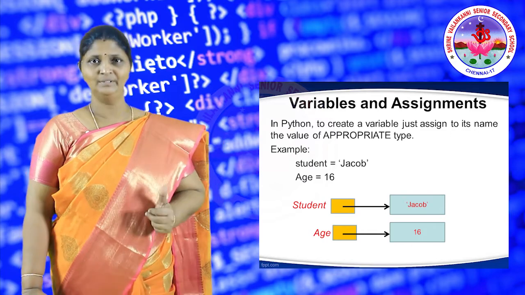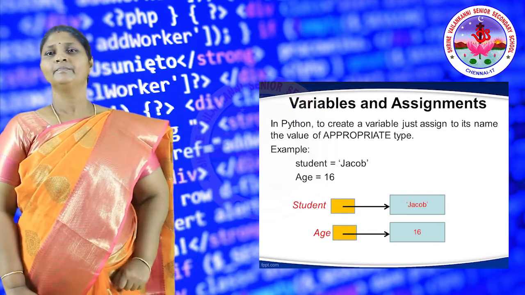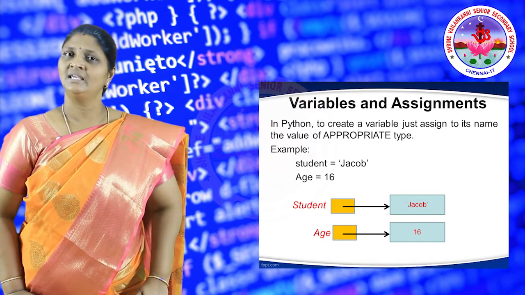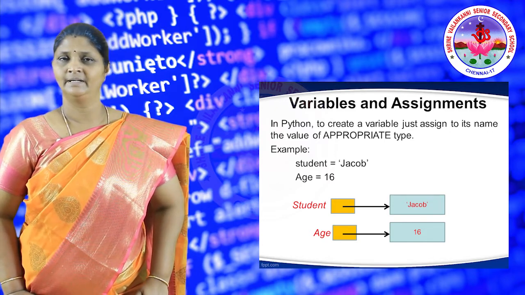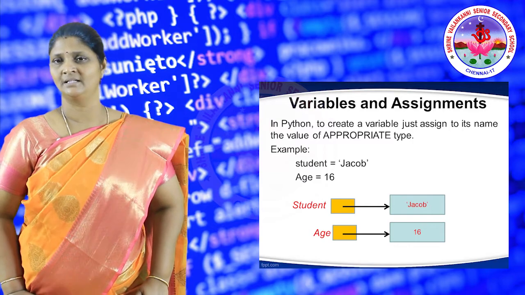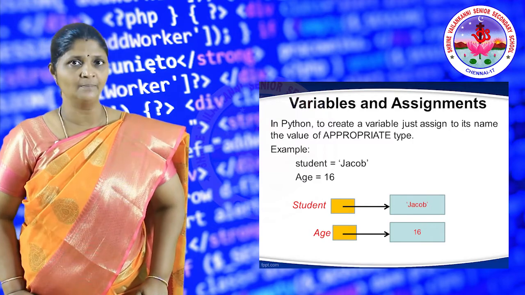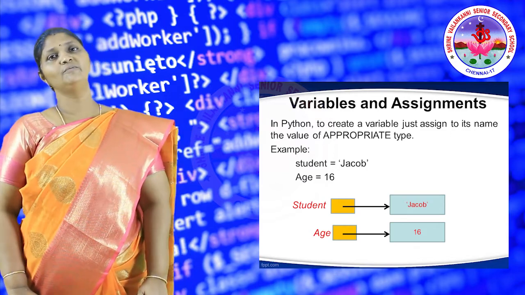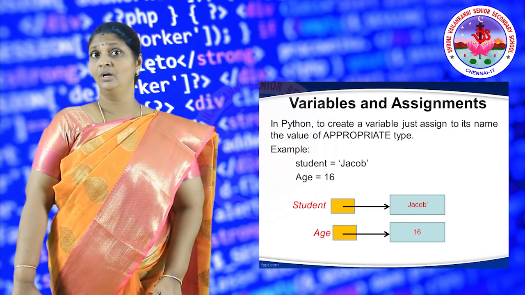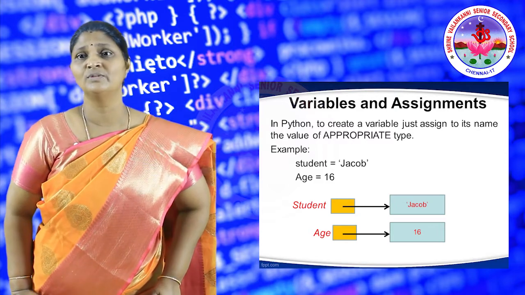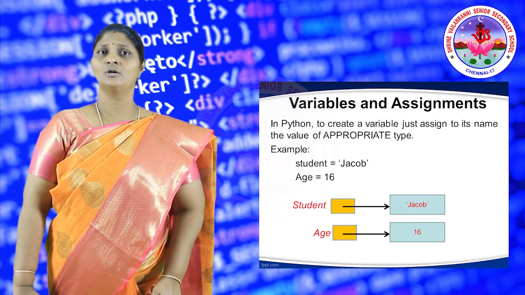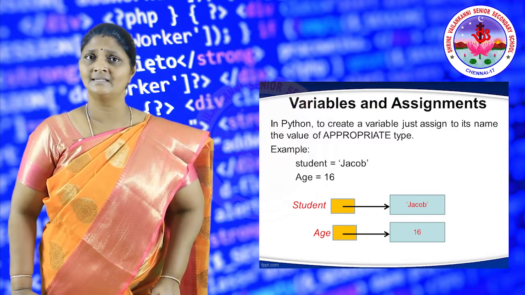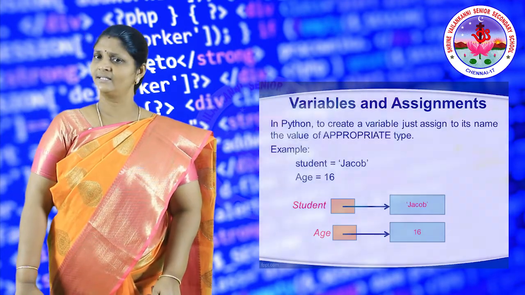Let's see an example. It is student equal to Jacob. Age is equal to 16. So here student is one variable, age is one variable. Student holds a string value, which is Jacob enclosed within quotes, and age holds 16, which is an integer value, and this tells that age is an integer data type.